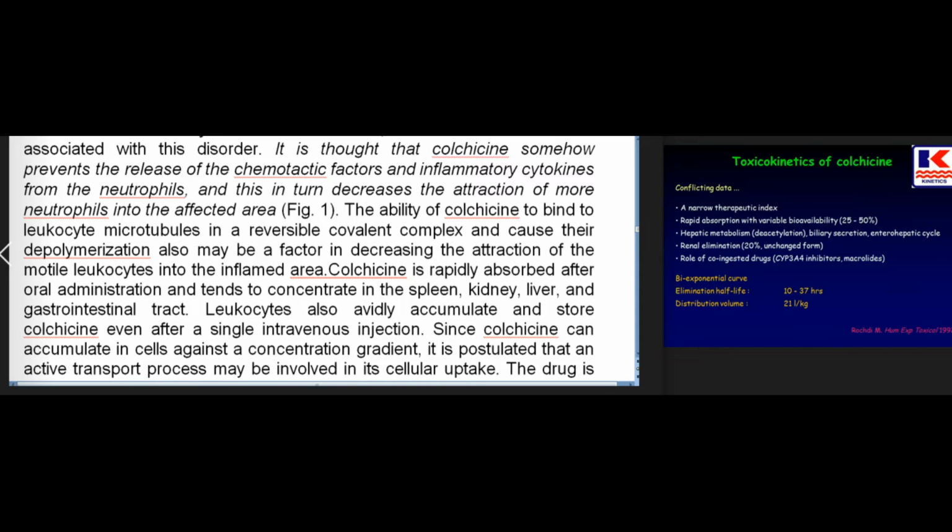Colchicine is rapidly absorbed after oral administration and tends to concentrate in the spleen, kidney, liver, and gastrointestinal tract. Leukocytes also avidly accumulate and store colchicine even after a single intravenous injection. Since colchicine can accumulate in cells against a concentration gradient, it is postulated that an active transport process may be involved in its cellular uptake.